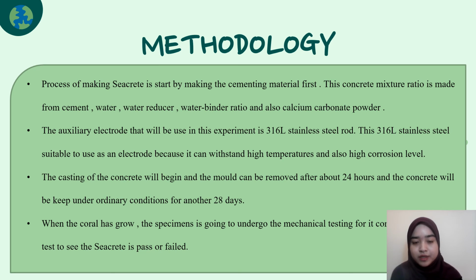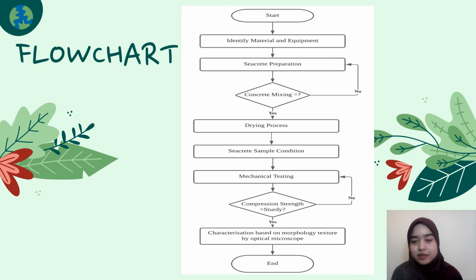If the SEACRETE test is passed, the mixture ratio is good, and if it is failed, I will repeat it with a different mixture ratio in order to make the SEACRETE pass and the coral can grow on it. This is the flowchart that I use as the project planning.